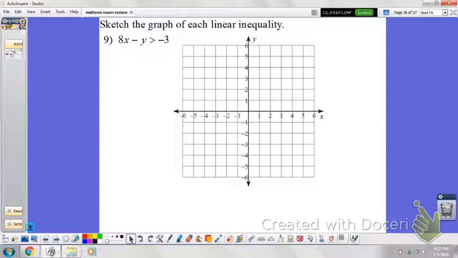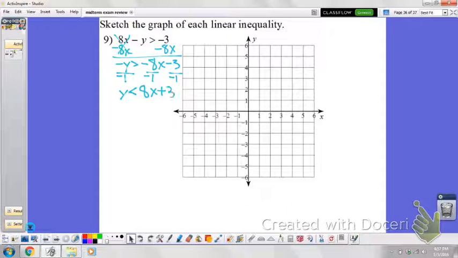Number 9, we're going to sketch another linear inequality, except this one, y is not alone. So let's go ahead and solve for y. First thing you need to do is subtract 8x from both sides. I get -y is greater than -8x minus 3. Last thing you do, get rid of that negative, so I will divide everything by -1. Since I'm dividing by a negative number, I need to flip my sign, so it is now y is less than 8x plus 3.